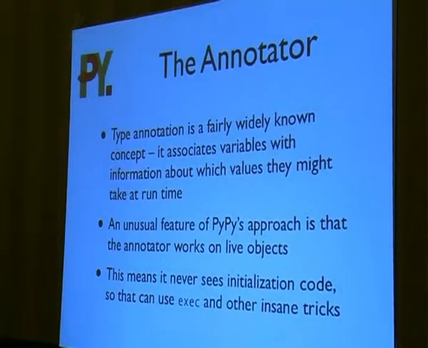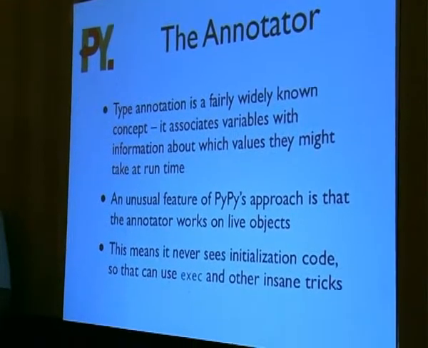So, the annotator. Type annotation is fairly familiar. It's done in many different contexts, explicitly and implicitly. ML and Haskell all use type inference. Common Lisp implementations tend to do a degree of it. It associates information about variables with information about which values they might contain. An instance of this information is type, though we also store other information. So there's an annotation for whether an integer can be proved to be non-negative or not, for example.